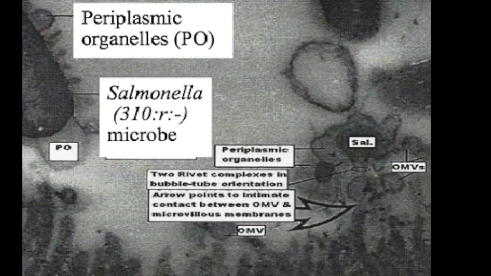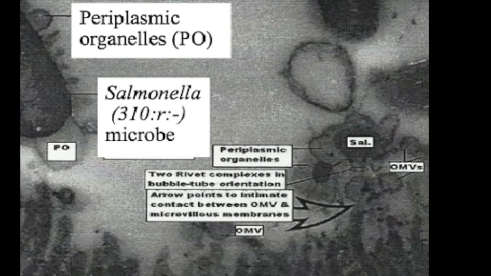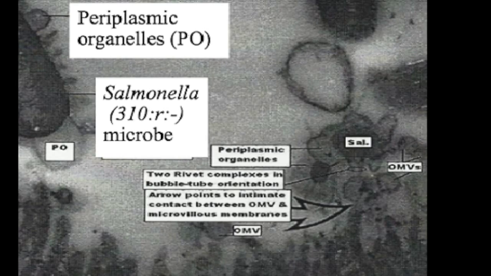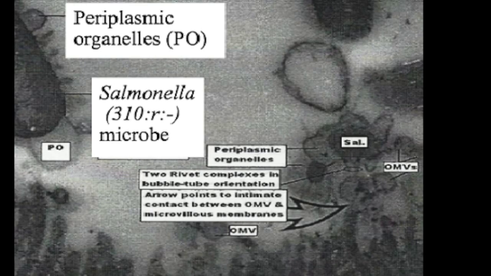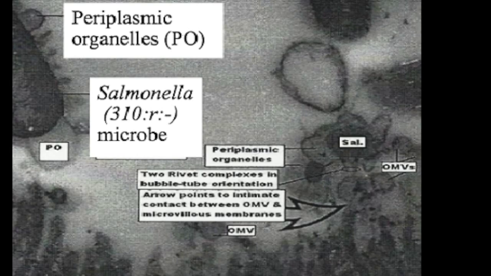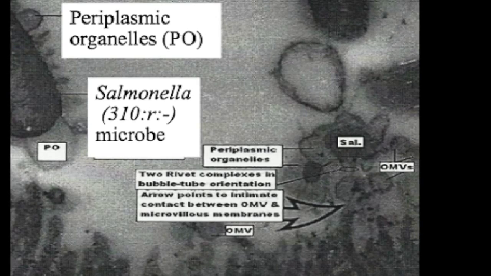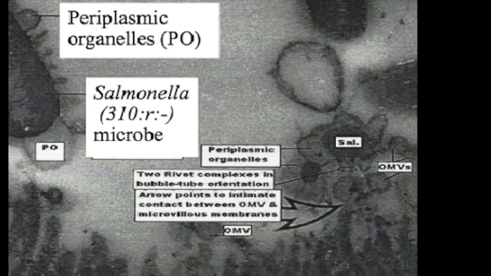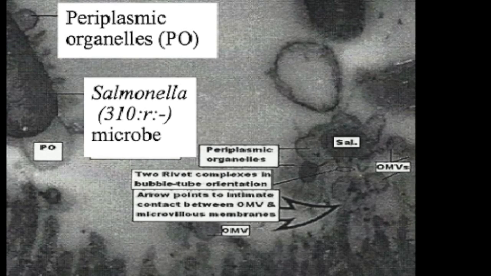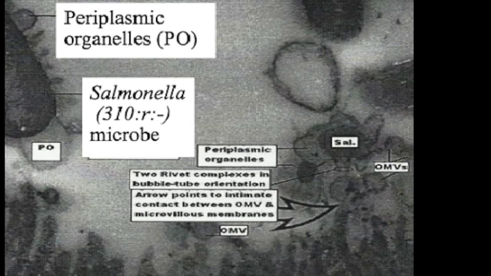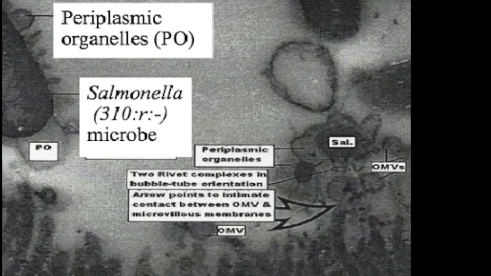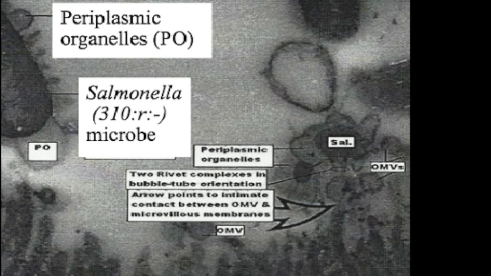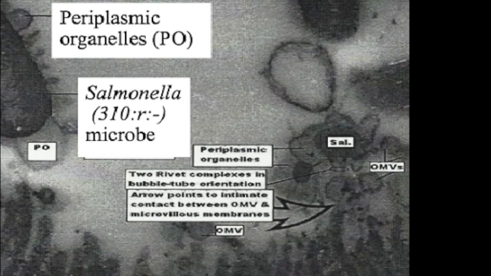Here we see they were proposed to blow off from large bacterial periplasmic protrusions called periplasmic organelles, PO, with the help of a bubble tube-like shape. This allows membrane vesicle trafficking of OMVs from gram-negative bacteria to dock on host epithelial cell membrane or microvilli on the bottom of the screen, translocating signal molecules from pathogen to host cells.